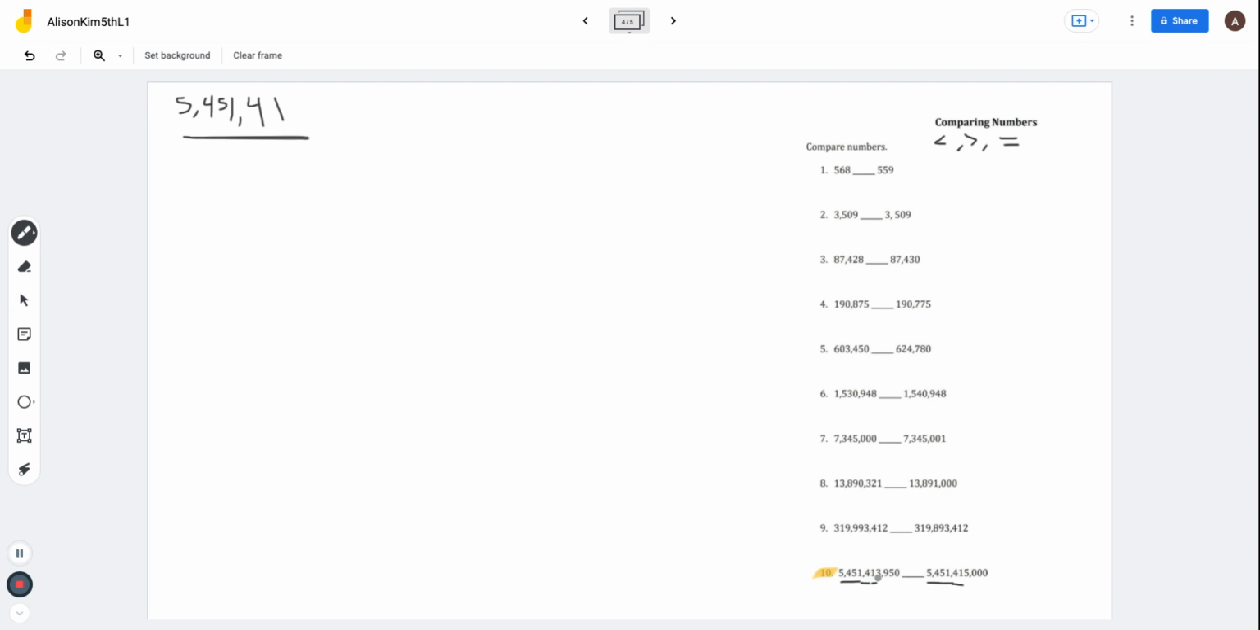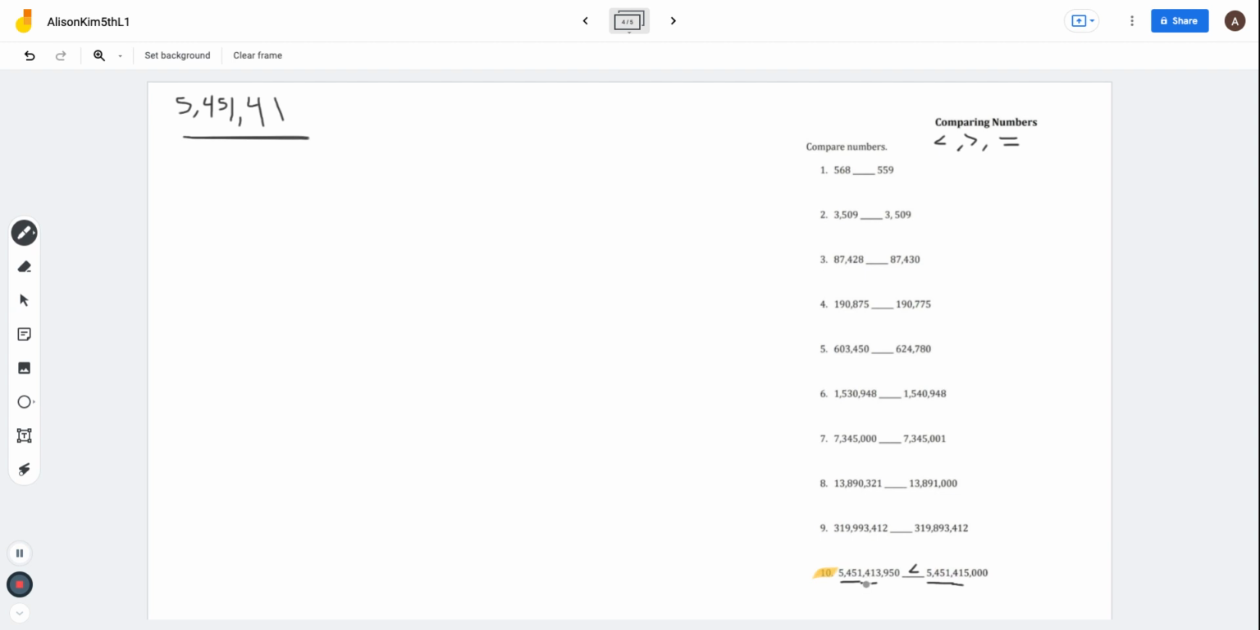Now, we see that the number on the left gives us a 3, and the number on the right gives us a 5. And we know that 5 is bigger. So we're going to say that 5,451,413,950 is less than 5,451,415,000. And you know it's less than because 5 is greater than 3.